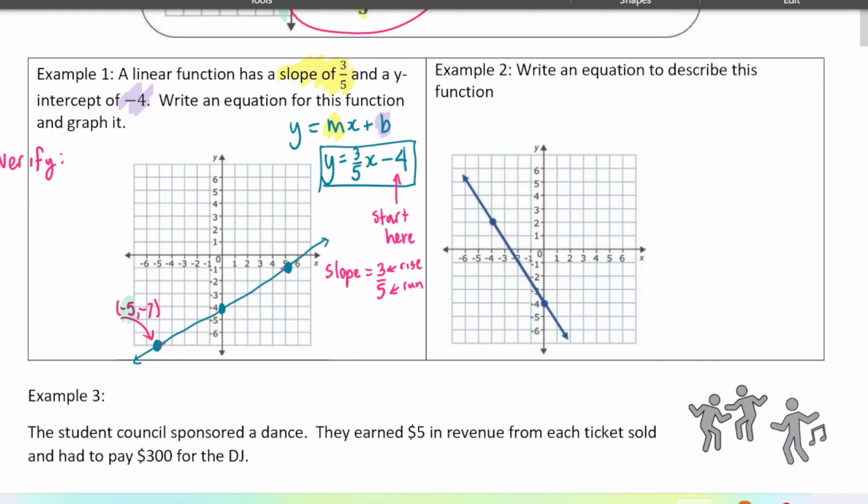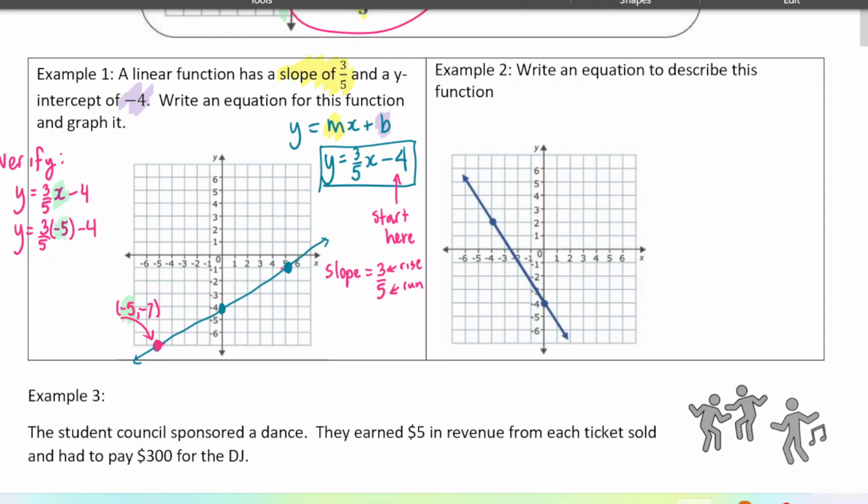Actually, sorry, I'm going to use pink here. My equation is y equals 3 over 5x minus 4. I'm going to plug negative 5 into the x position because that's my x coordinate, and hopefully I'll get negative 7 as the y value, because that means my equation is actually correct and I've graphed it properly.